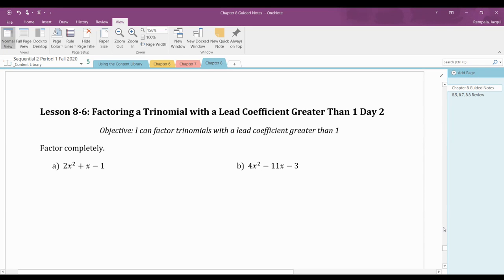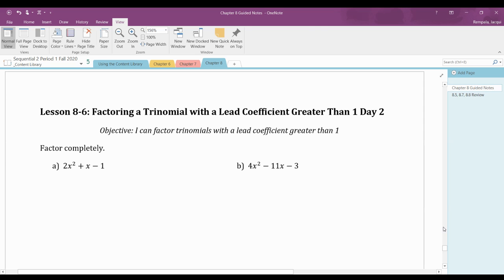Today we're going to look at lesson 8.6, factoring a trinomial with a lead coefficient greater than 1. So same idea as what we did yesterday. We can factor a trinomial with something in front of the squared term that is bigger than 1.